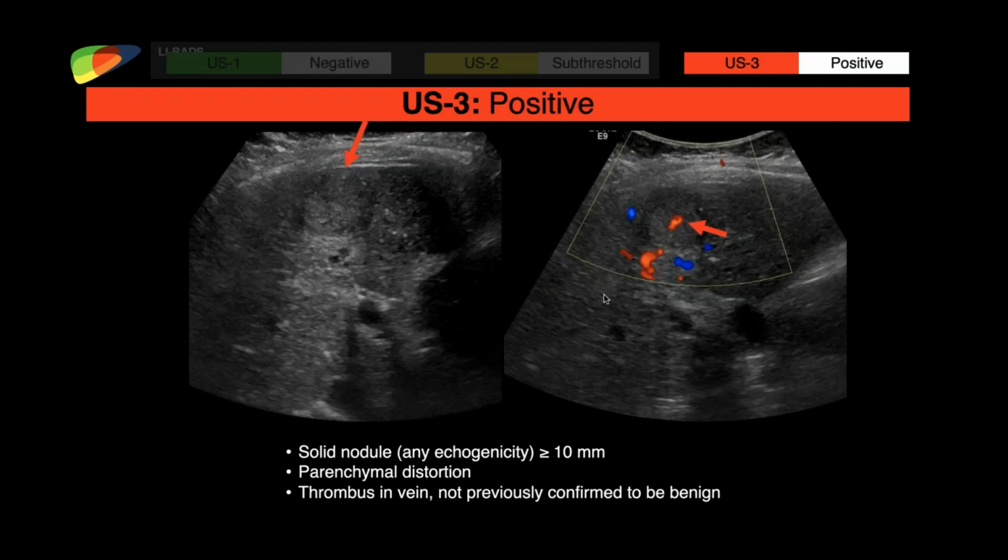These are findings that increase our suspicion that this is an HCC. However, the ultrasound, even though we're suspicious it's an HCC, we don't have to convey our degree of suspicion because for the purposes of screening and surveillance, we just need to identify these.